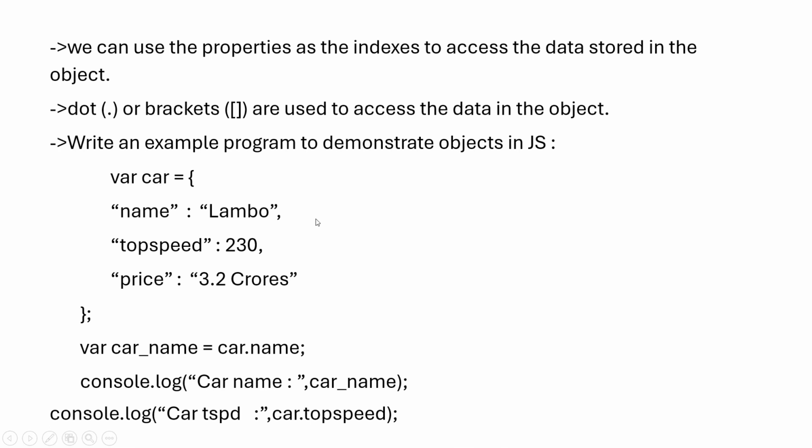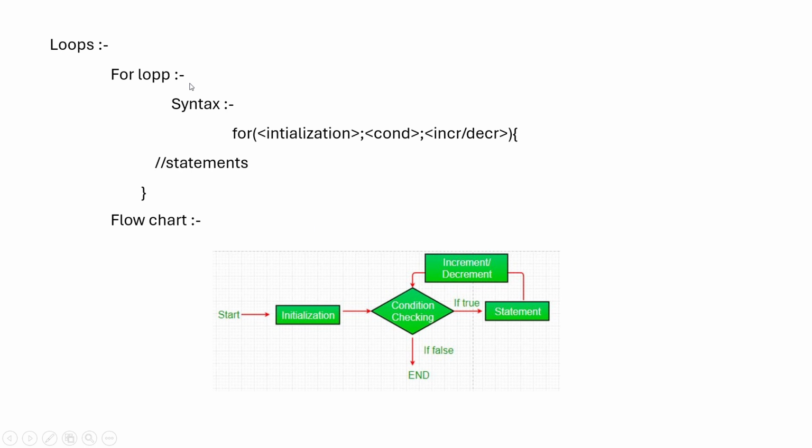Next, loops. There are so many loops in JavaScript, but now we will learn about the for loop, while loop, and do while loop. For loop syntax is: for initialization, which means we have to initialize the value on which we have to perform the conditions, and increment and decrement, and the statements which have to be executed if the condition is true.